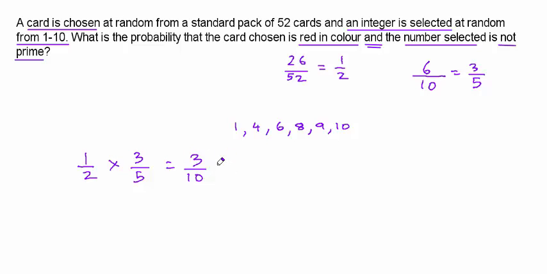Let's do another one. A card is chosen at random from a standard pack of 52 cards. What is the probability that the card is either a jack or a king? And please mark this word, or. It means either this or this can happen. Not this and this, which means both at the same time. Obviously, if you pick a jack, you cannot pick a king. And if you pick a king, you cannot pick a jack. So both cannot happen at the same time.